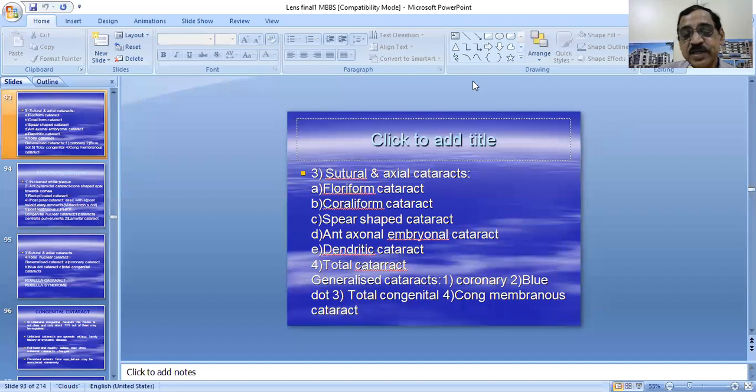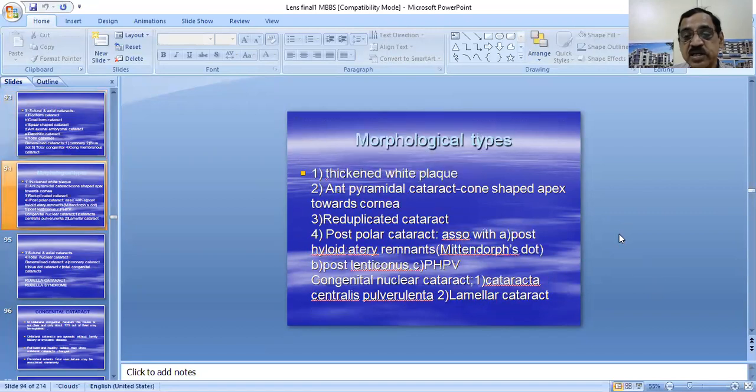Well, the third one is sutural and axial cataracts. Under this head, we have floriform cataract, coralliform cataract, spear-shaped cataract, anterior axial embryonal cataract, and dendritic cataract. And the fourth one is total cataract. And next we have generalized cataracts: coronary, blue dot, total congenital, and congenital membranous cataract.